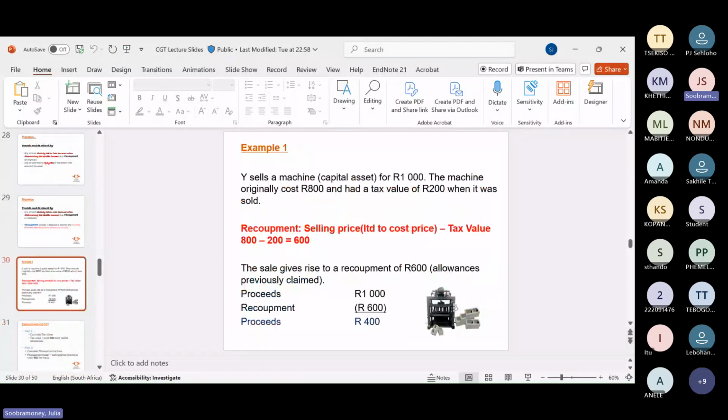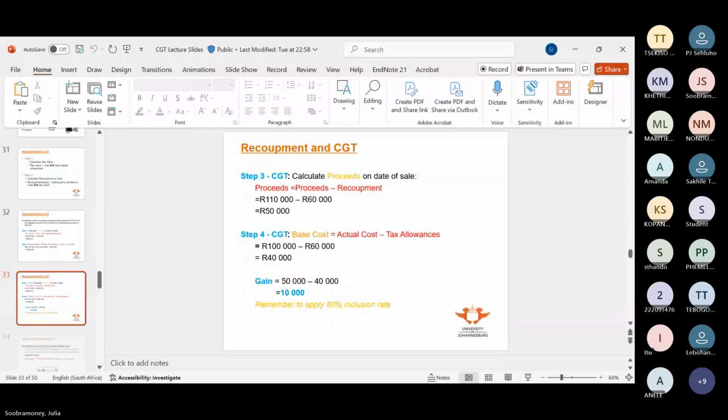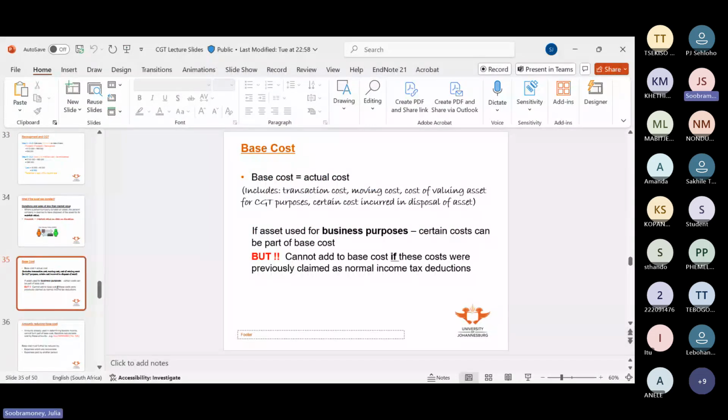Anyone want to try? You can type it in the chat if you would like. What's the general calculation for calculating a capital gain or a capital loss of an asset? So we generally say proceeds less base cost. Well done to that student. That is correct.